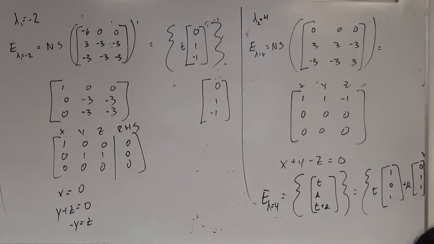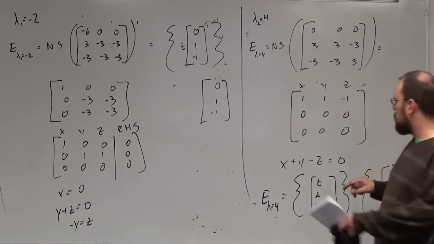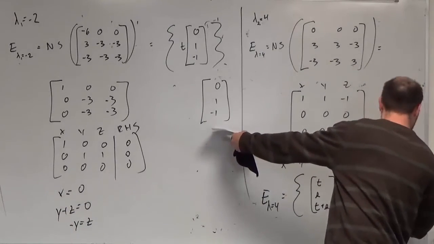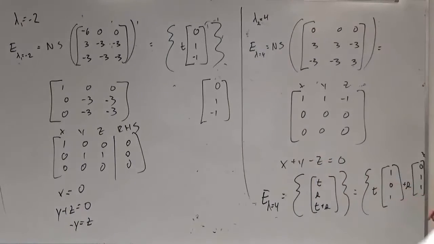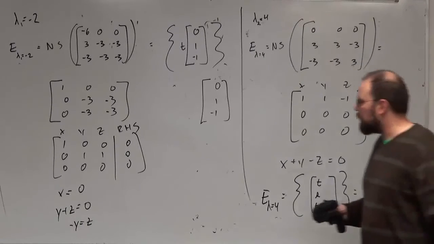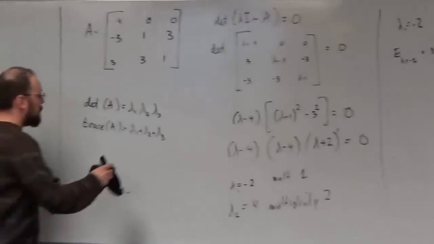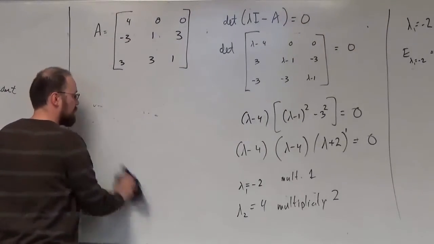I know that these eigenvectors are independent because they belong to distinct eigenvalues. And I see that these are independent as well, because one is not a multiple of the other. So what we have found is three linearly independent eigenvectors. We can use that as a basis.